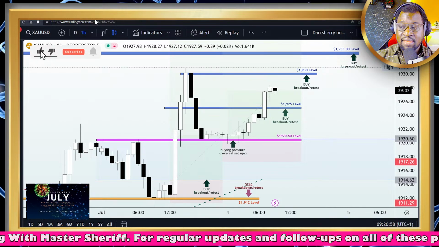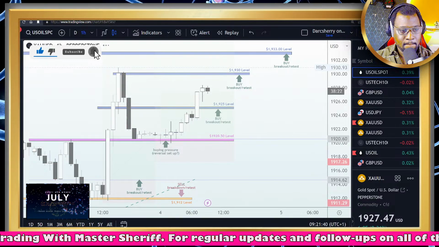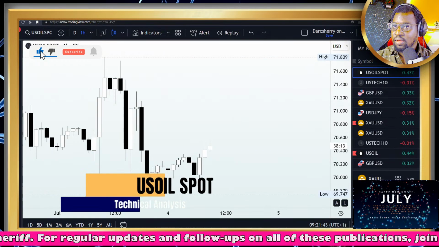We shall move right into the first instrument for today. So the first instrument on our watch list for today is the US All Spot. So on the US All Spot, it has been an interesting start to the week actually. Remember, we were able to buy the US All Spot yesterday.